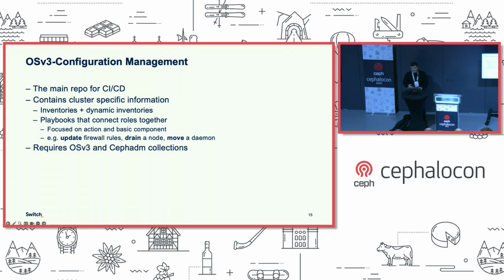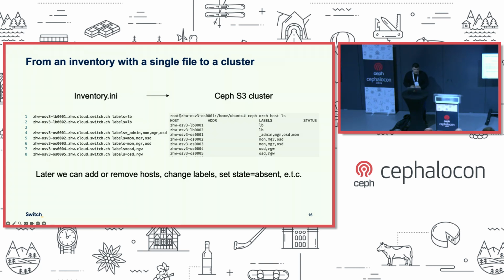And then inside that, there will be a series of roles that run and do the task that you would want to do. This basically requires the OSv3, Ceph ADM collections, Ansible POSIX, and community general. All of our roles have, for example, default variables. So basically, you can just have an inventory in a file, run make bootstrap, and then you have already a Ceph S3 cluster that you can use a few minutes later.